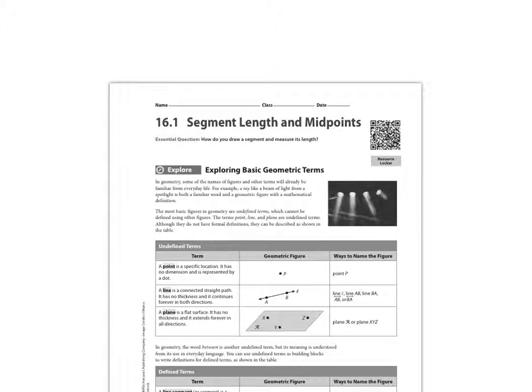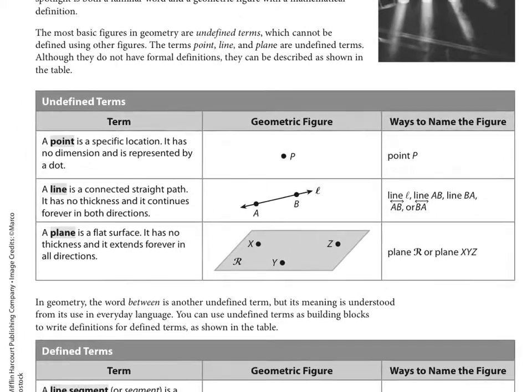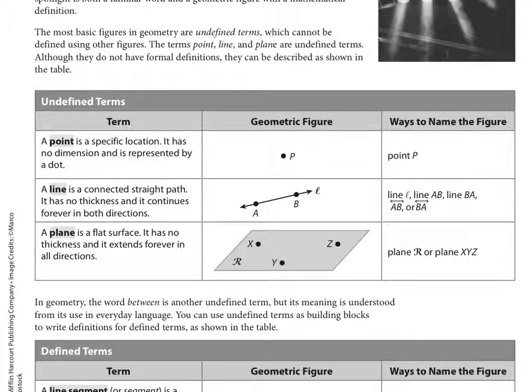And we start with what we call undefined terms. They're called undefined because we have to use these three figures in order to define everything else that we use in geometry. All of our other definitions are going to be using either points, lines, or planes. And when we come up with more definitions, we kind of add that to our toolkit. We'll also come up with statements that use our undefined terms and our defined terms.